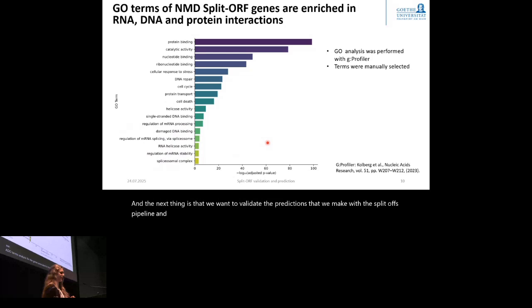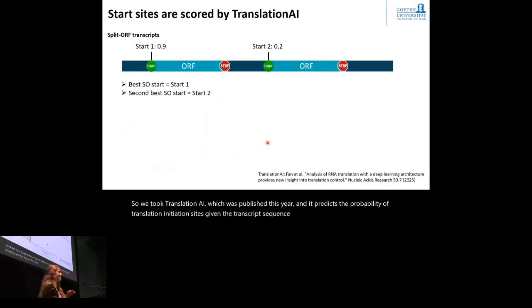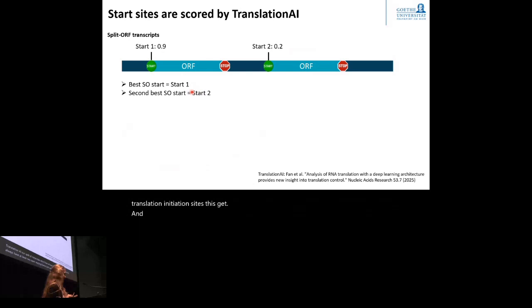For this, our first idea was to use a model that is much more complex than our rule-based, rather simple approach. So we took TranslationAI, which was published this year, and it predicts the probability of translation initiation sites given the transcript sequence. Our idea was to give TranslationAI our split-ORFs transcripts, which have at least 2 annotated start sites, because we always have at least 2 open reading frames, and see how high of a probability for translation initiation sites these get. And we decided to make 2 sets out of them.